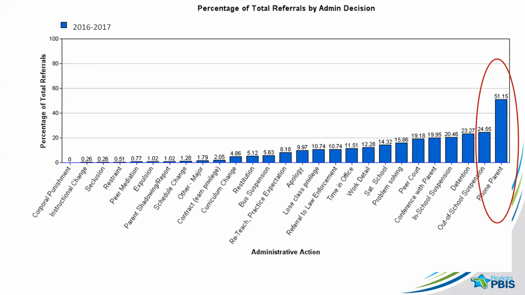We can look at administrative decisions to see whether or not, if we have increasing trends, for example, in our ODRs and suspension rates, are these consequences really having any impact? You'll notice here that in this school example, out-of-school suspensions and detention are the top 2 and 3 kinds of consequences that are given to students. So if we're giving lots of suspensions and detentions, but our referral rates still keep going up, we have to ask whether or not these consequences are really working for us.